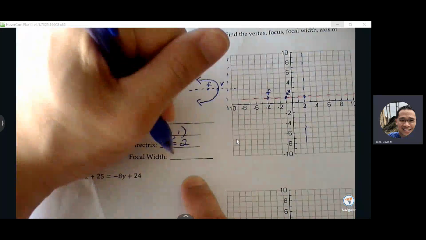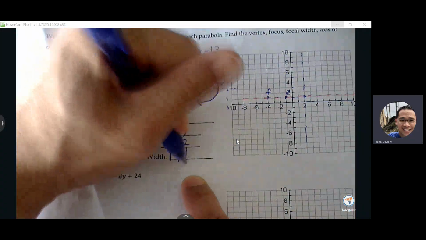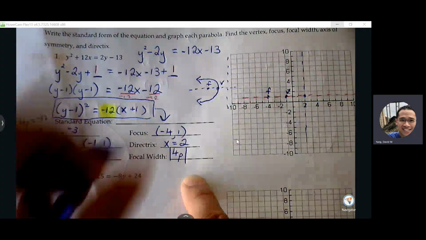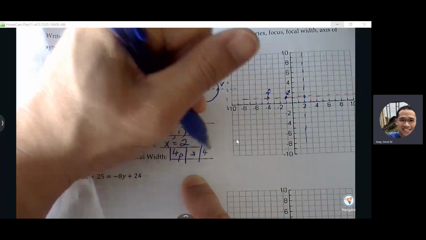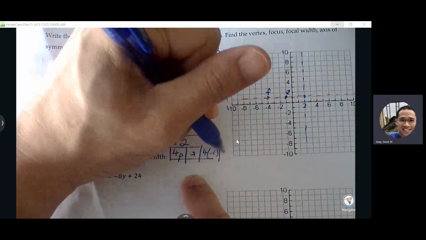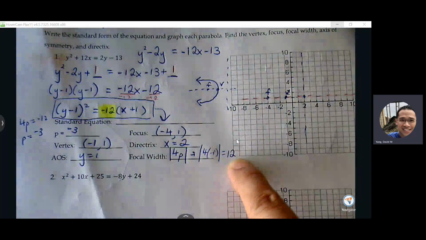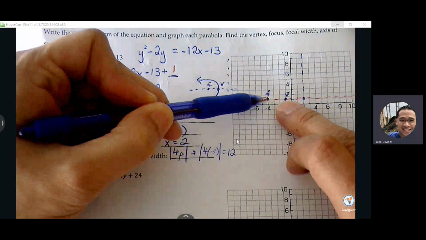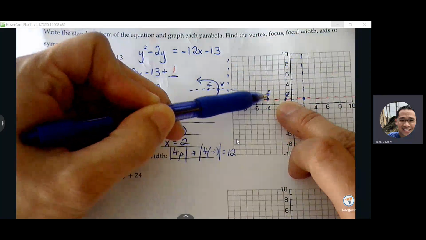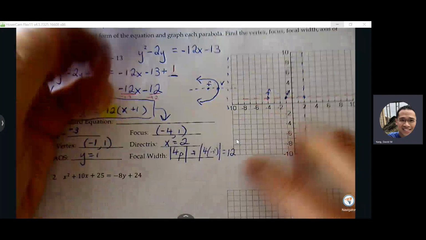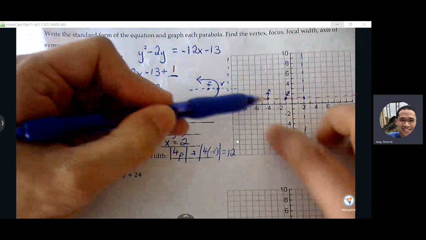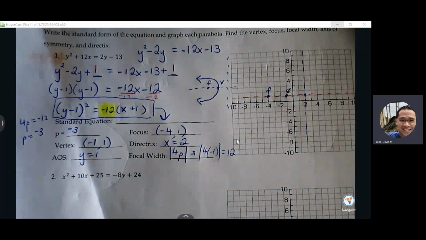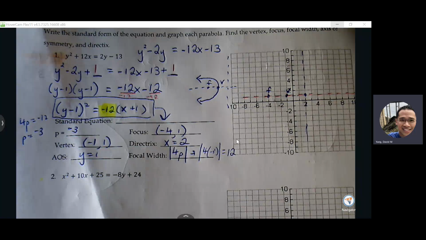Okay, focal width is always the absolute value of 4p. My p-value is -3, so 4 times -3 is -12. I only want a positive version of it, which is 12. So I know I have to start at the focus and move up and down, but am I going to move 12 units up and 12 units down? 6 and 6. Yeah, just 6 and 6, right? I'm starting in the middle, so I'm going to just go halfway, because from end to end I want to be 12, but I don't want to be 12 from the middle to the end.